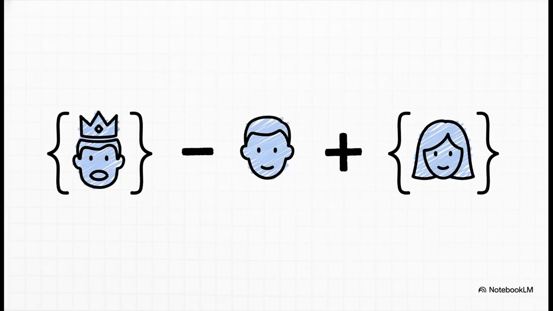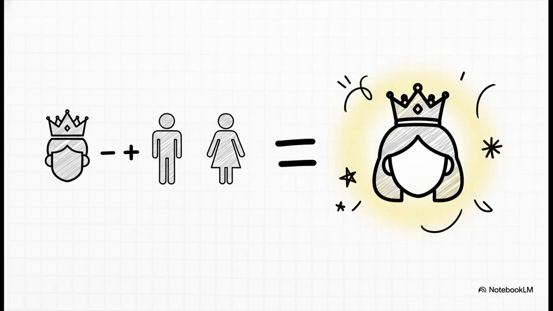So check this out. This is the classic example, and it will absolutely blow your mind. If you take the vector that represents the word king, and then you subtract the vector for man, and then you add the vector for woman, the answer you get is a vector that is incredibly close to the vector for queen. Now stop and think about that for a second. Nobody taught the model about royalty. Nobody taught it about gender. It learned these abstract concepts of power and gender entirely on its own, just by looking at the company words keep.